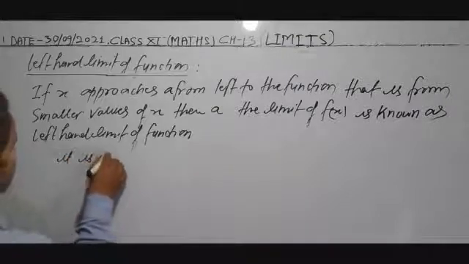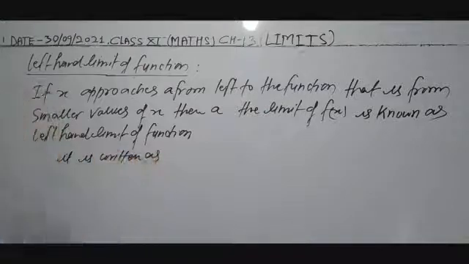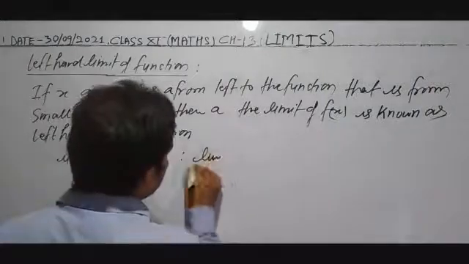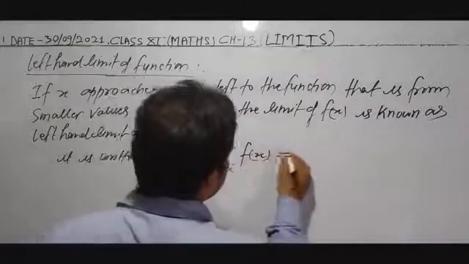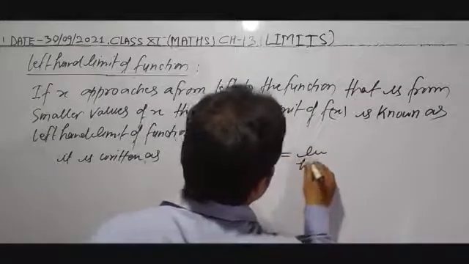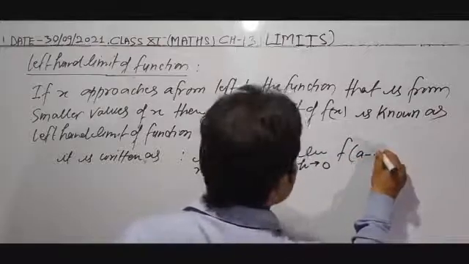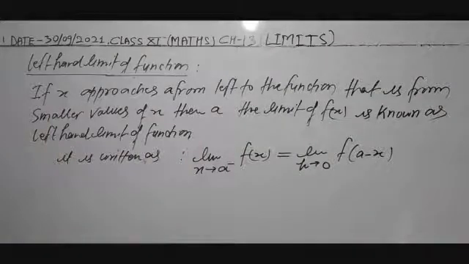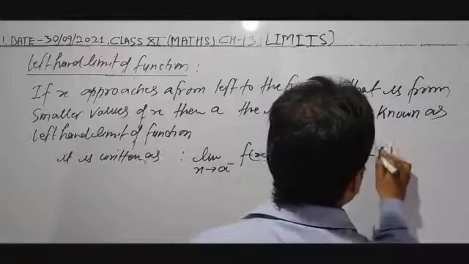It is written as limit x tends to a minus of f(x) is equal to limit h tends to 0 of f(a minus h), not a minus x. This is a minus h.